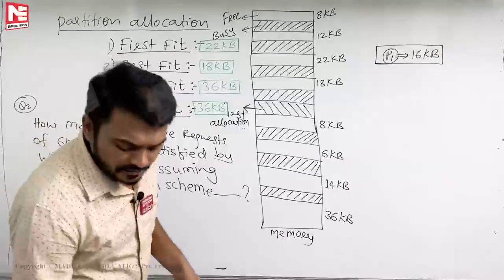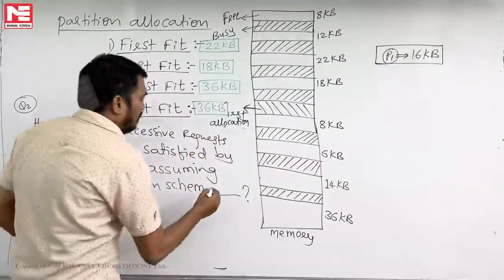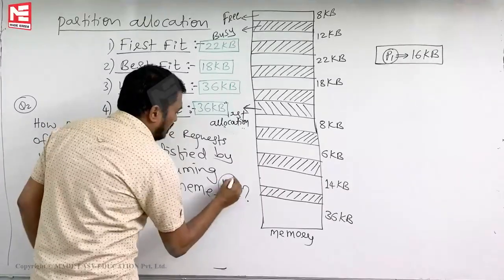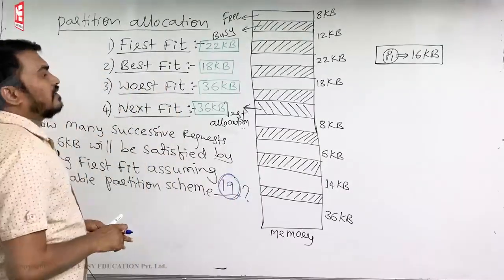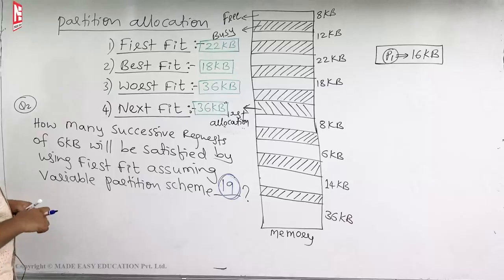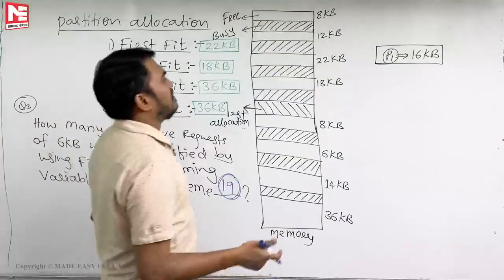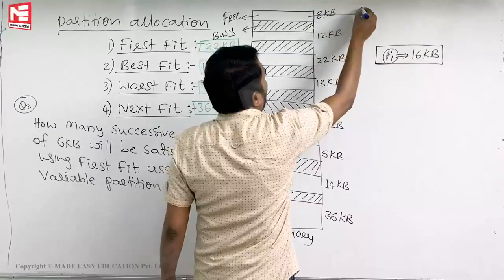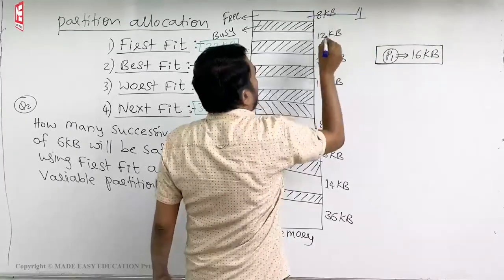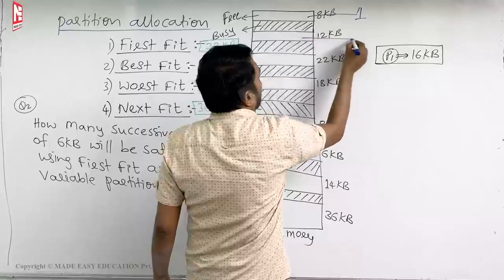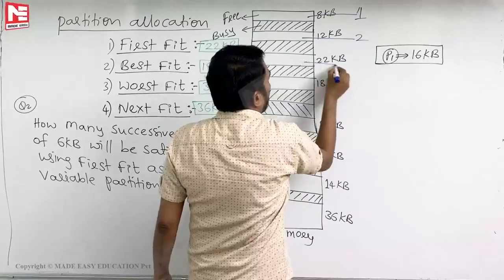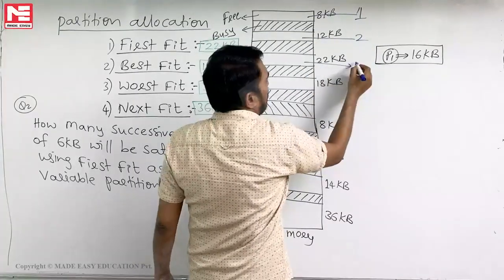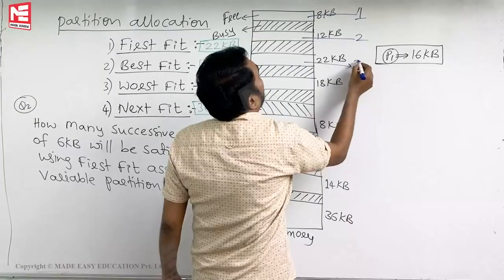So what is the right answer? The right answer is 19. 19 successive requests of 6 KB can be satisfied. Now tell me how many successive 6 KB requests can be placed here. We can place 1. In this 12 KB, how many 6 KB can you place? 2. In this 22 KB, how many 6 KB can you place? 3.